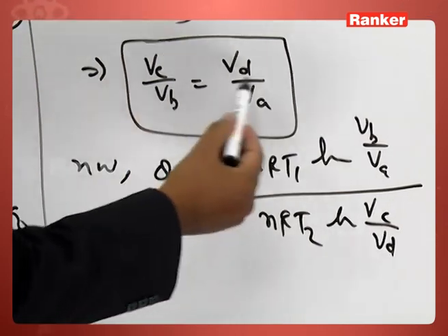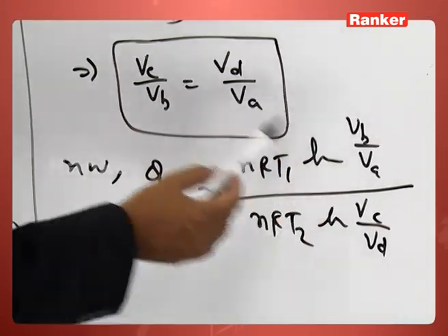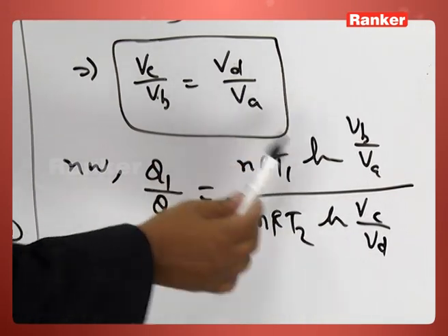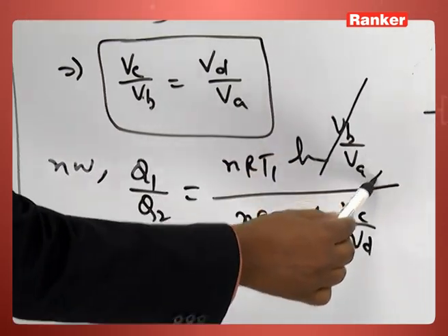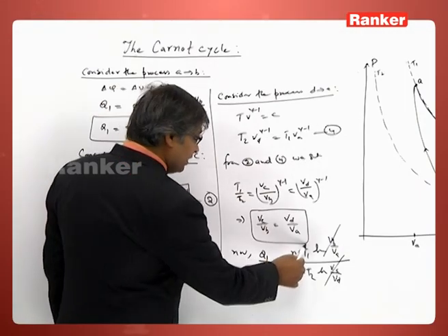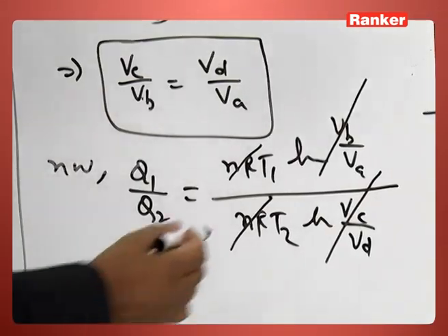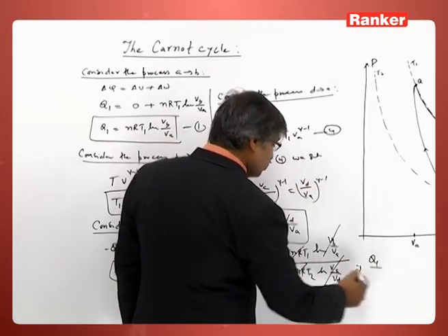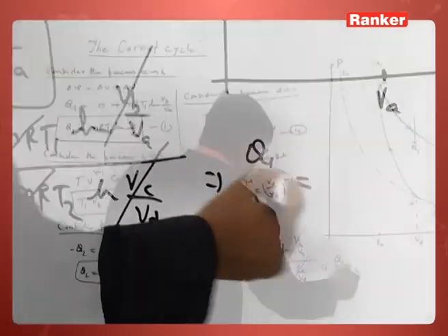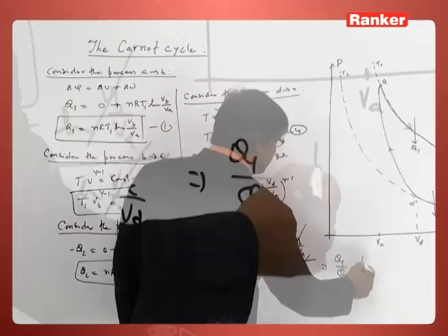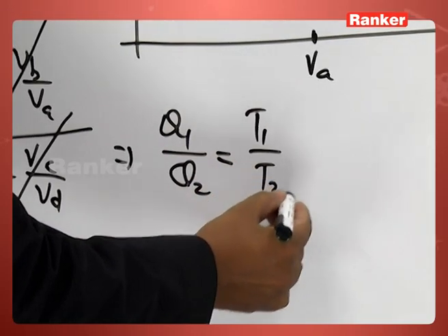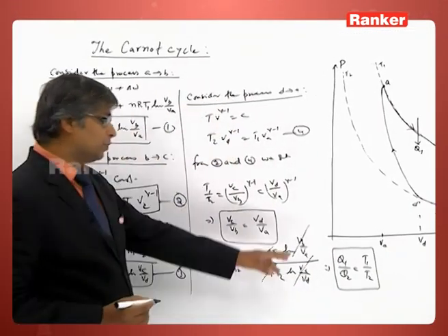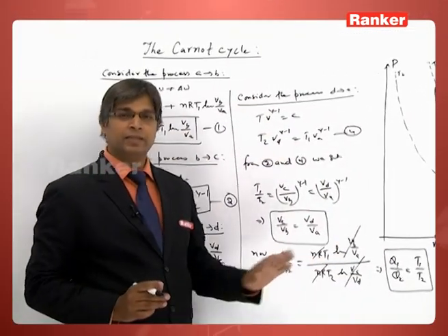So actually from here these two terms are equal. Vc by Vd is equal to Vb by Va. So these two terms are equal and so they cancel out. So what we got is Q1 by Q2 is equal to T1 by T2. So we got Q1 by Q2 is equal to T1 by T2.